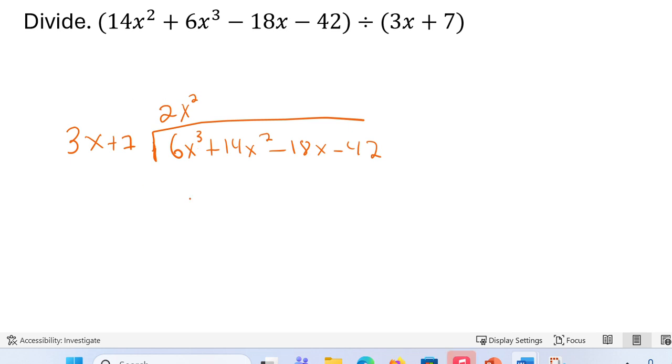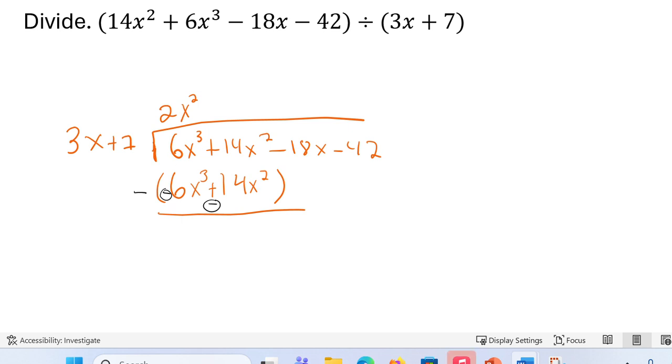And now I'm going to do my multiplication. So I have 2 times 3 is 6. X squared times x is x cubed. Then I do 2 times 7, that is plus 14, and I carry down the x squared. I am going to draw my line, put my parentheses, and then I am putting my negative in the front, and that negative changes everything on the inside.